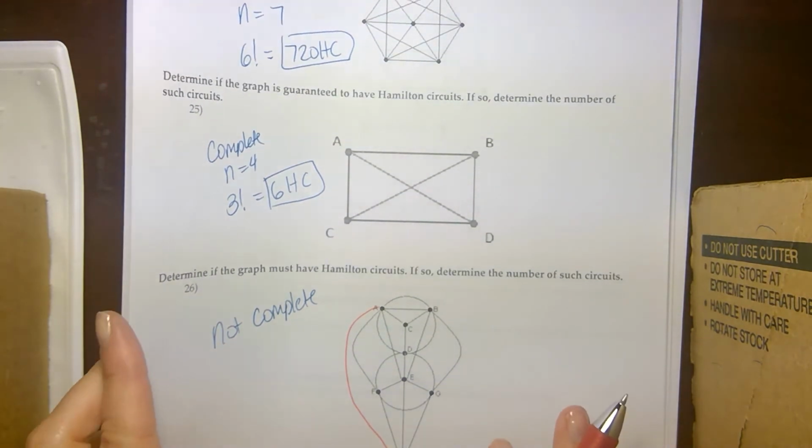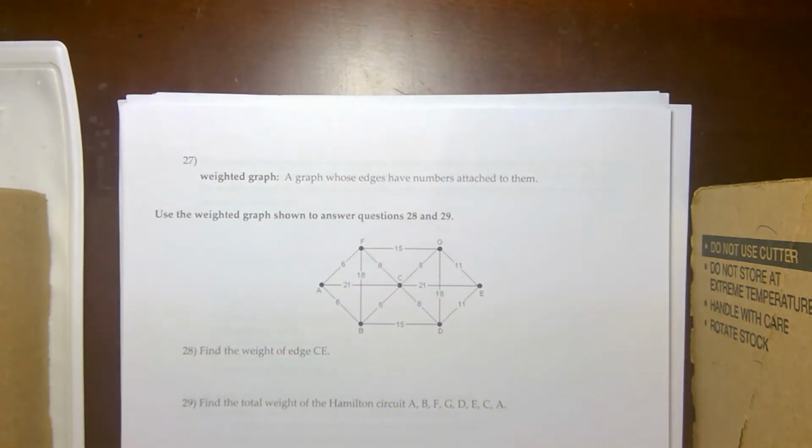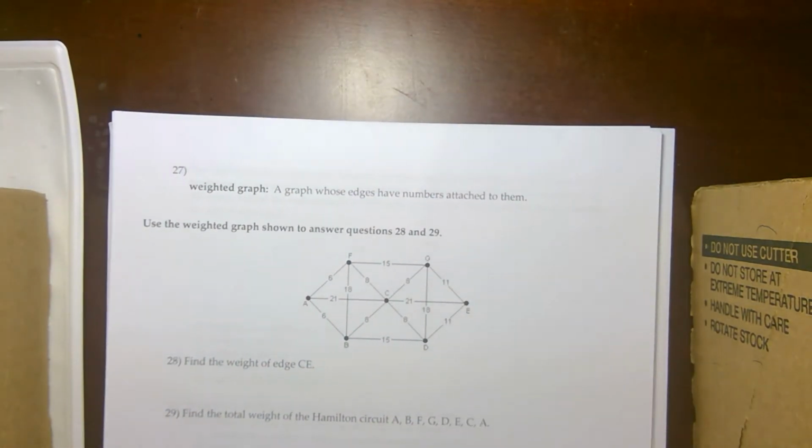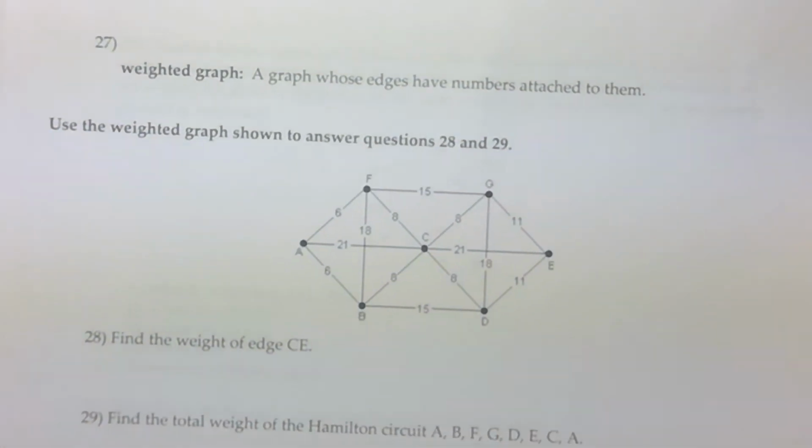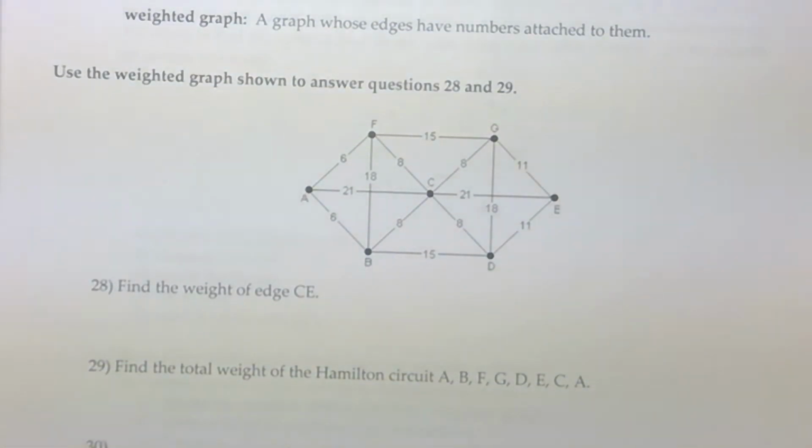Okay, number 27 is a weighted graph. A weighted graph is a graph whose edges have numbers attached to them. Now, we're going to use this weighted graph to answer the next 2 questions. The weights can refer to miles, they can refer to dollars, they can refer to time, but I am weighting the edges so that if I take a certain journey, I know how much it costs me. And that cost can be, again, in terms of distance, of time, of dollars, of anything that you can calculate as something that has value.